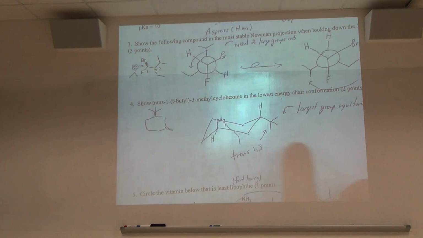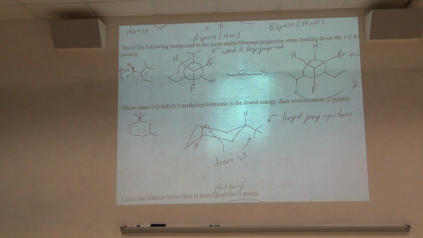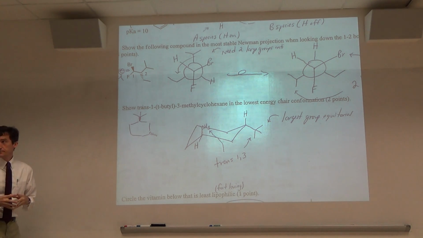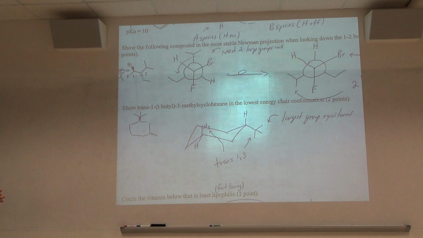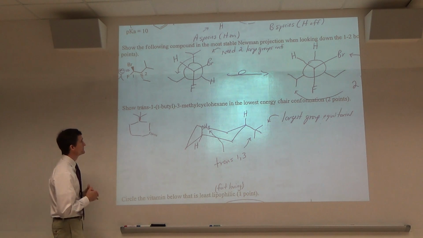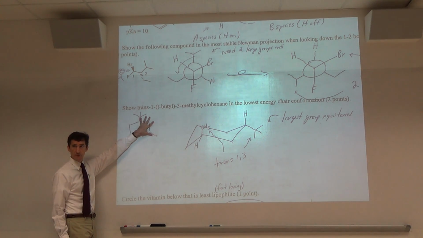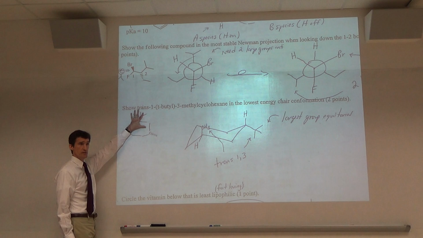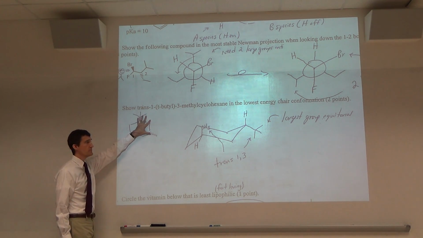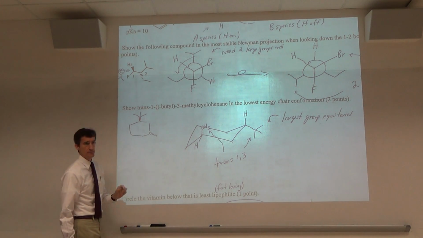Alright, one below we didn't quite get to. So I want to see how you can do here. Show trans-1-tert-butyl-3-methylcyclohexane in the lowest energy chair conformation. So there's two ways to draw these guys. One is like this, a perspective drawing, showing tetrahedral dashed and bold. The other is in your actual chair conformation.